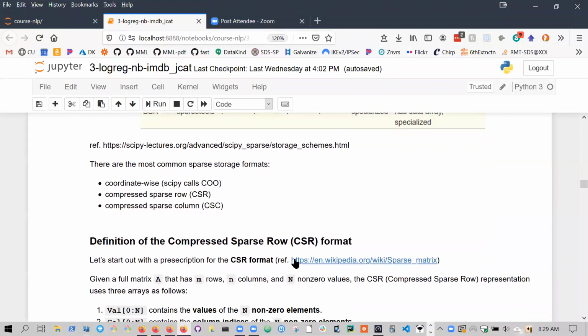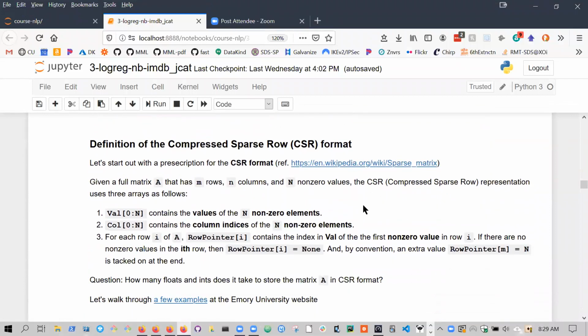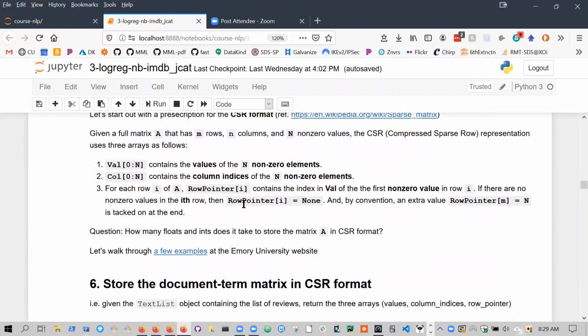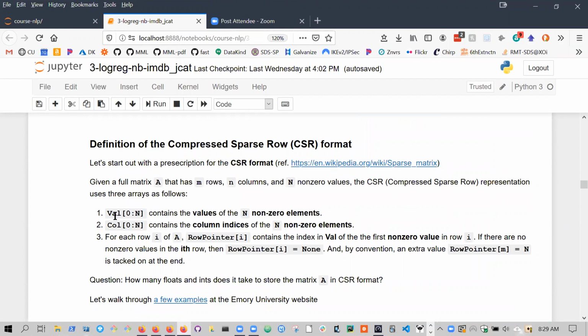So that's one of the preferred formats. Compressed sparse row is interesting to us, and so we should define it. They don't do that in the video or in the notebook, so I decided to do it so that people would be clear on how it's defined. You can represent a matrix in compressed sparse row format by giving 3 lists. We have a matrix A that has m rows, n columns, and capital N non-zero values. Then you can represent it by these 3 lists.